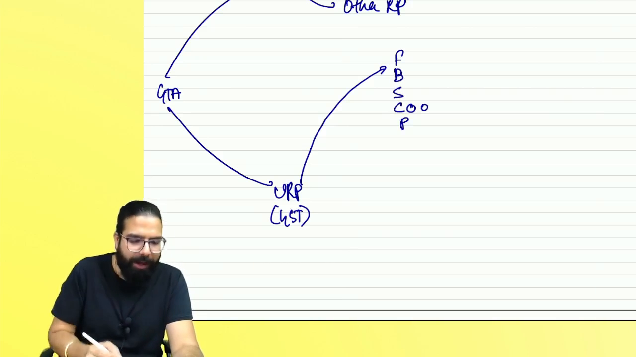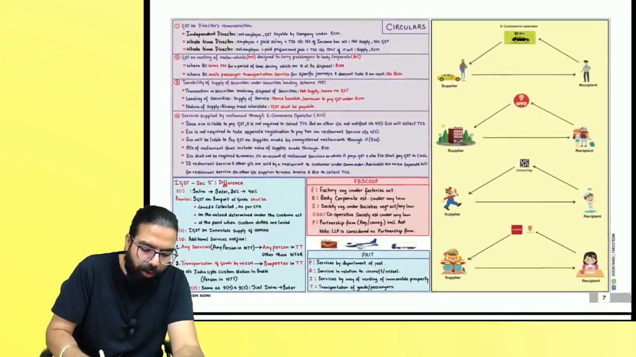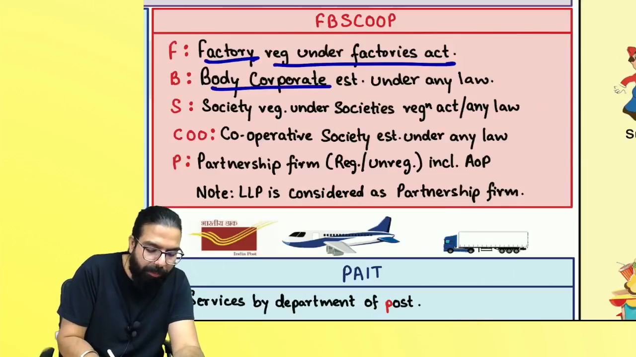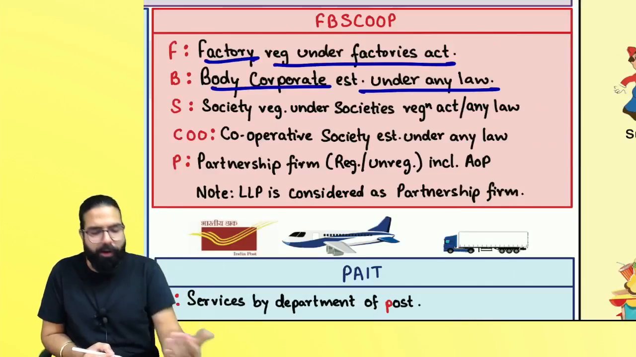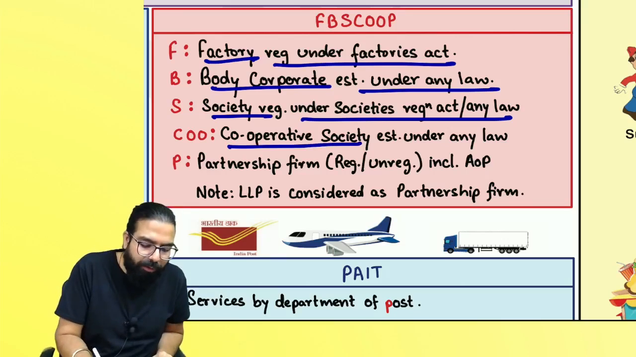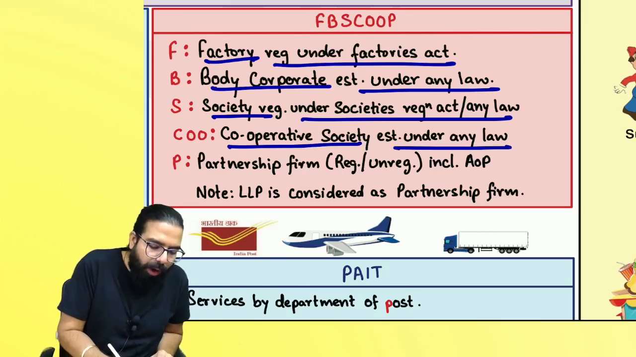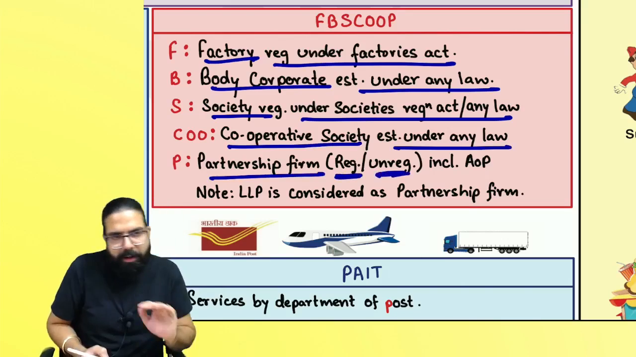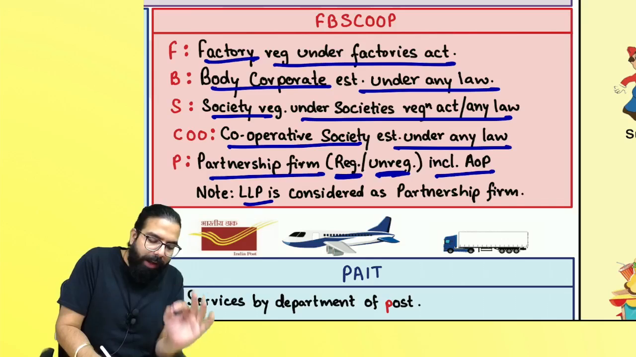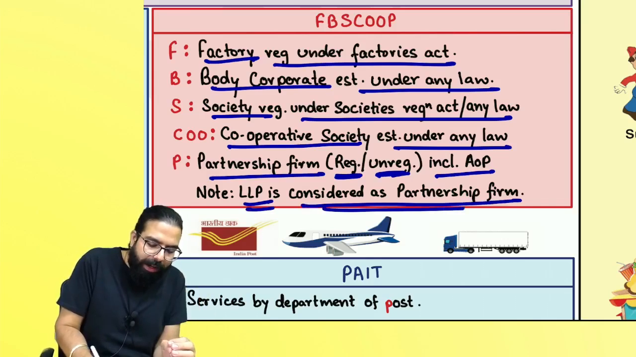FBSCOOP. Sir, what do you mean by FB scoop, everyone? I've told over here FB scoop. F means factory which is registered under the Factories Act. B means body corporate which is registered or established under their law. S is society which is registered under the Societies Act. C is cooperative society which is established under the law. P is partnership firm, registered or unregistered under the Partnership Act, includes an AOP, and always remember LLP will also be a partnership firm.